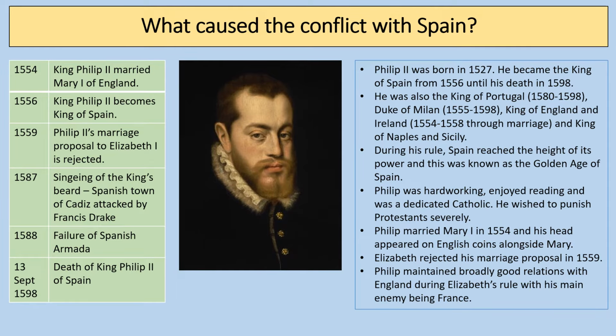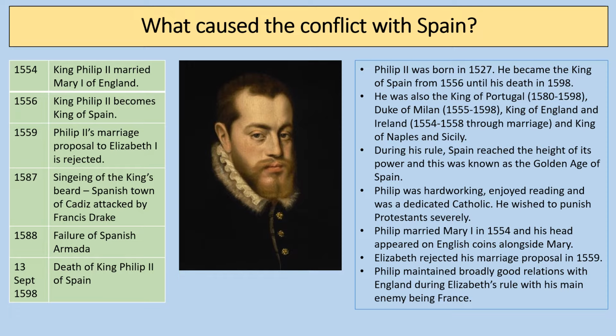So a little bit of timeline here for you, and a focus on Philip of Spain and who he was. King Philip II of Spain married Mary I of England in 1554 and had become very powerful in England during the rule of Queen Mary. He became the King of Spain himself in 1556. And then in 1559, he made a marriage proposal to Elizabeth I, but this was rejected. And he becomes a thorn in Elizabeth's side, increasingly, especially when Mary Queen of Scots comes back to England in 1568. He's implicated variously in the different plots.